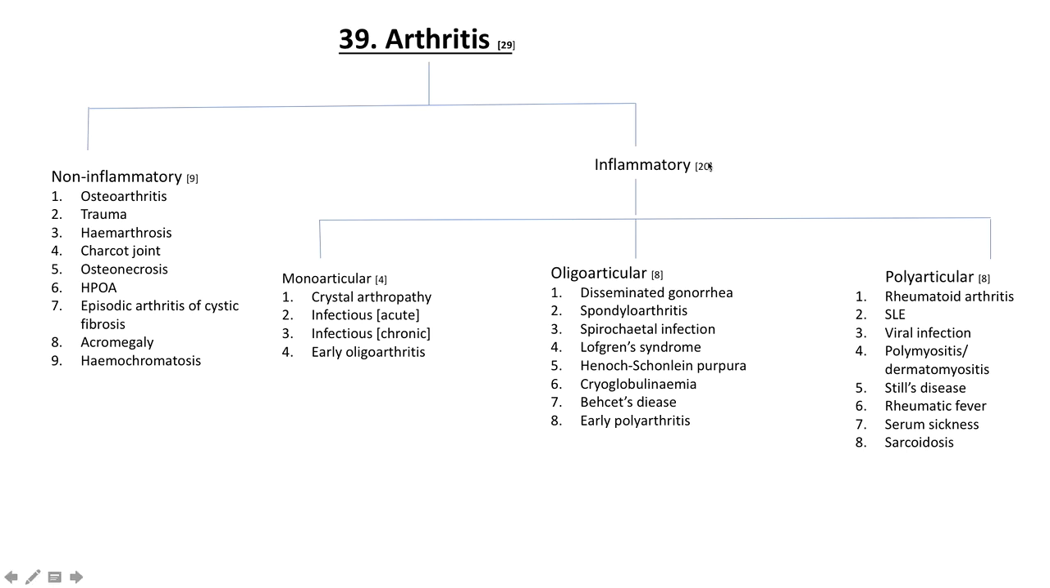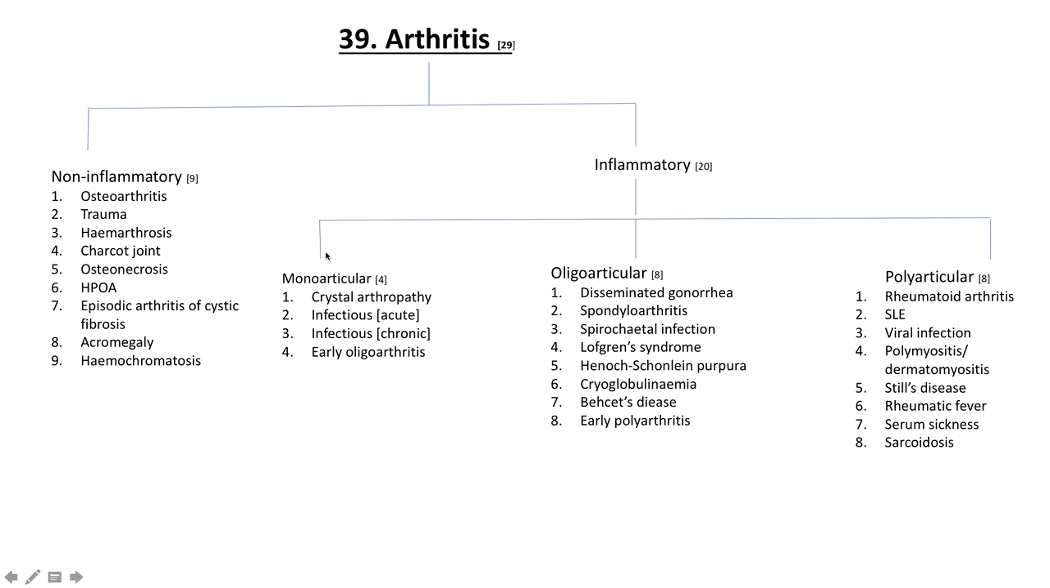We said non-inflammatory versus inflammatory, right? And non-inflammatory, the two most common poster children, if you will, are osteoarthritis and trauma. Then, of course, hemarthrosis. Watch out for this in things like von Willebrand's disease and where there's clotting issues, okay? Charcot's joint, usually in the setting of diabetic neuropathy or even tabes dorsalis, osteonecrosis of the joint, hypertrophic pulmonary osteoarthropathy, episodic arthritis of cystic fibrosis, watch out, acromegaly, and hemochromatosis, right? Nine causes of non-inflammatory arthritides.